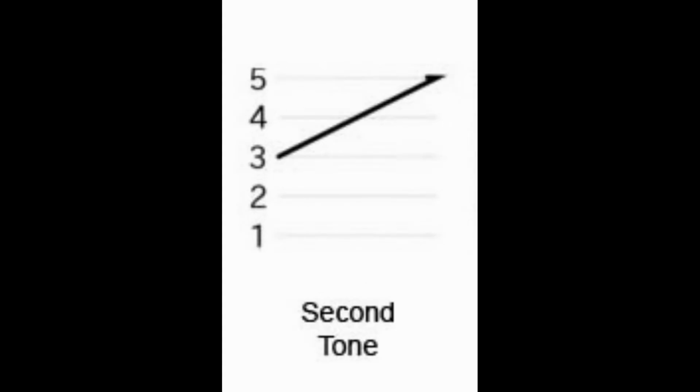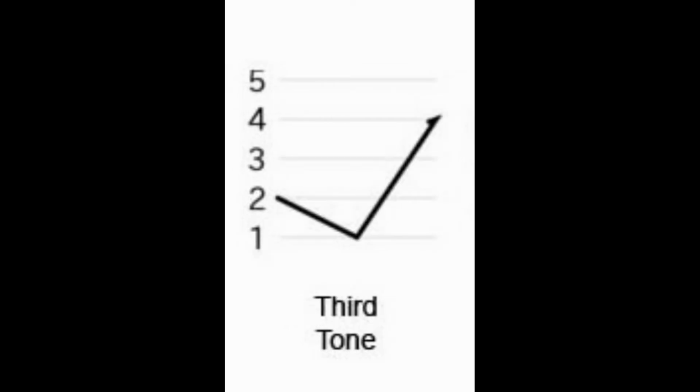The second tone is a completely different kettle of fish. Here, the tone needs to rise, as if we were asking a question. So you would pronounce ma, ma. So as you can see, it's very different from the first tone, just as if you were asking a question. Ma.